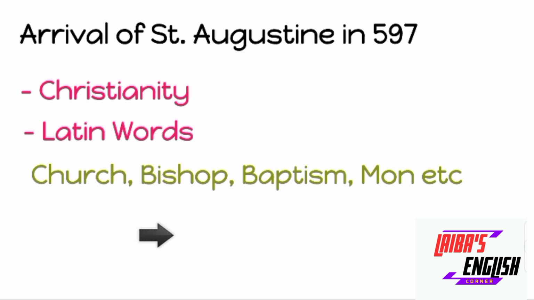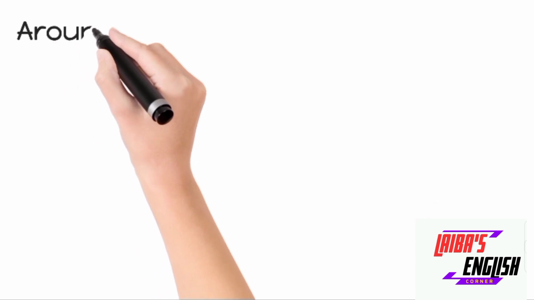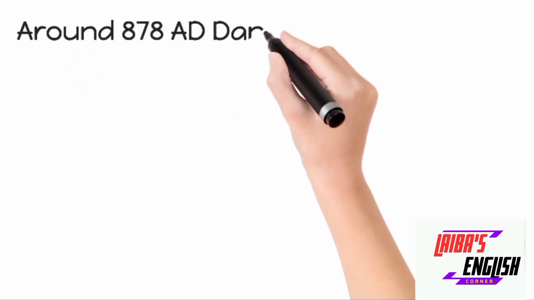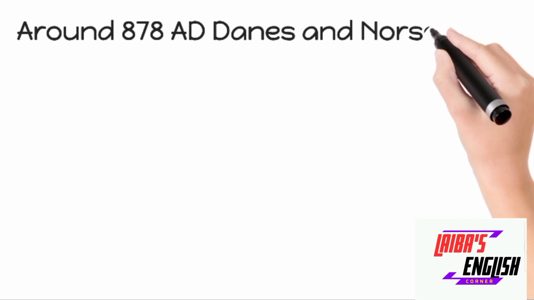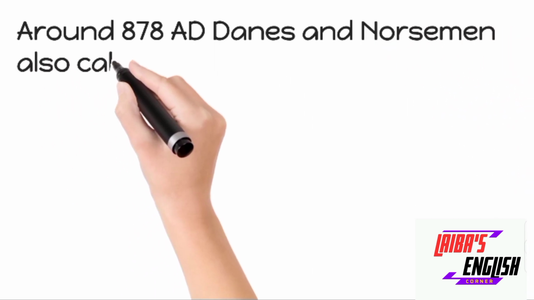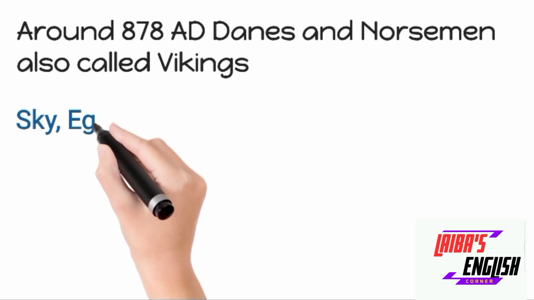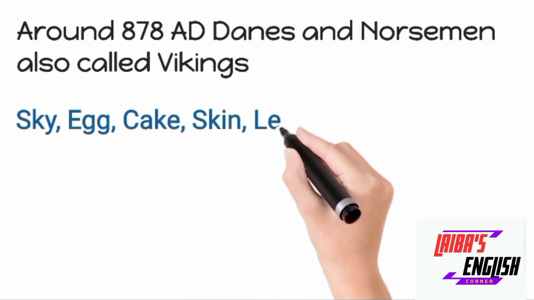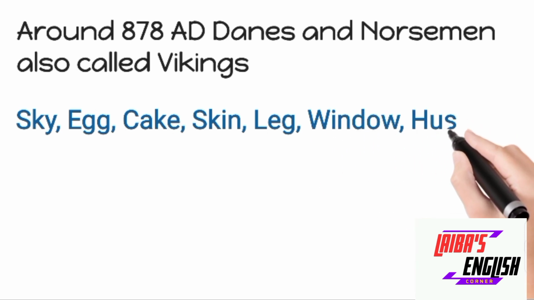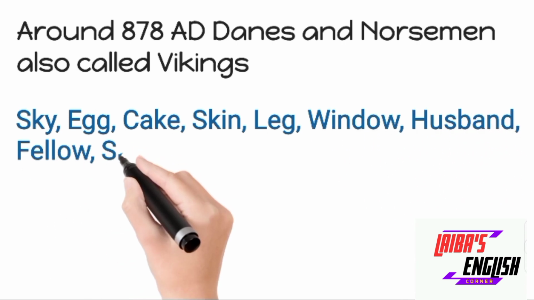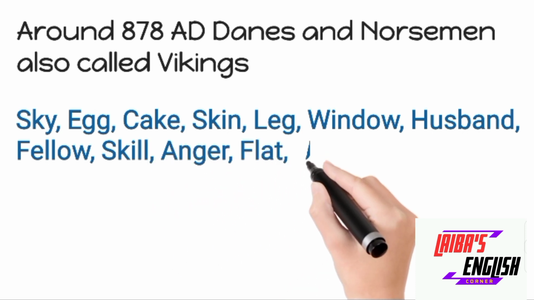Next, we will see the second important major event which occurred and which influenced the English language. Around 878 AD, Danes and Norsemen, which we also call Vikings, came to Britain. And by their arrival, a lot of changes occurred. Many Norse words were introduced into English, which we are still speaking in our modern English, and they are most popular and famous words in our daily life.